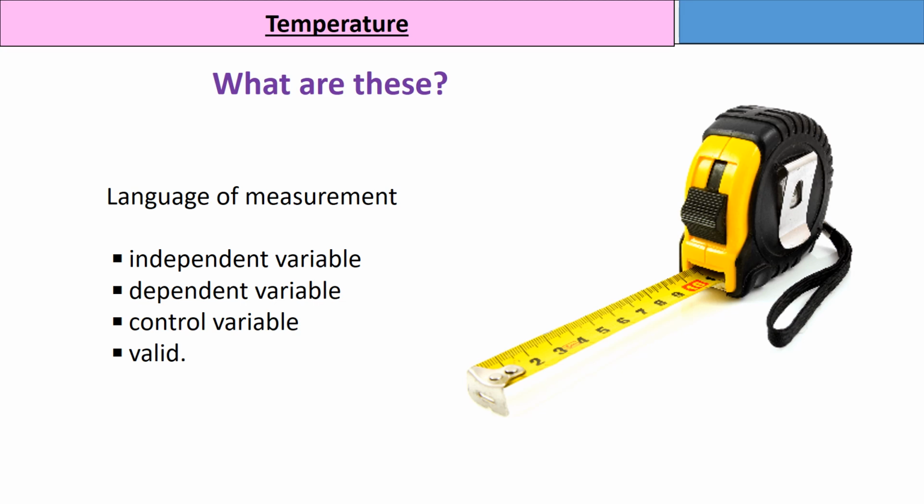And then the word valid. A valid experiment means that the experiment we do gives us results that actually answer the question we want to know. So if you have a valid experiment, then your experimental method will actually answer the question that you want to know. So those are my independent, dependent and control variables, and also what makes an experiment valid.